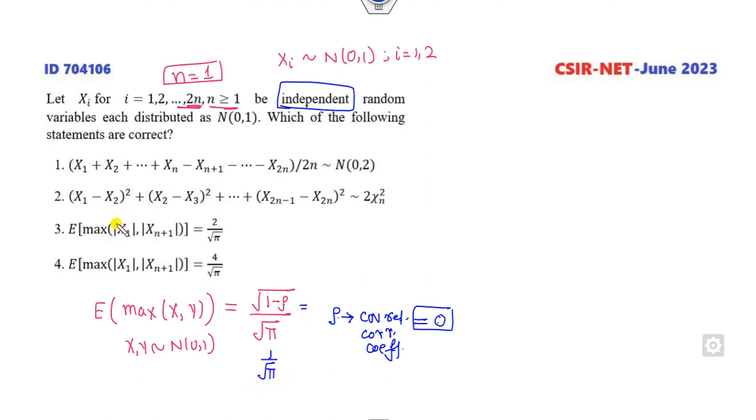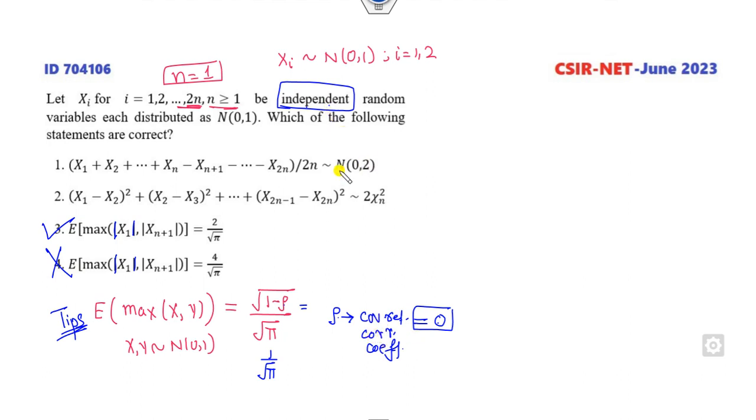But now they are talking about the modulus of this. So it means the answer will be double of this. So the right answer is here instead of this. So remember this simple tip for you: rho is my correlation coefficient, and because they are independent, it's 0.